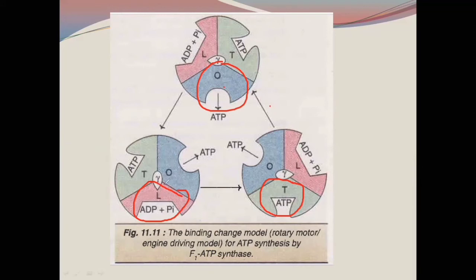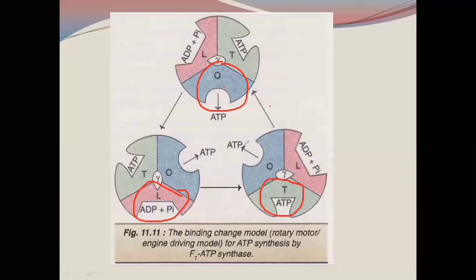As you can see, through one rotation there will be synthesis of three ATP. Like at one time, if this one is loose, another will be tight, and one ATP will be leaving, one ATP will be releasing. So one ATP, two ATP, and three ATP. Through one rotation of this gamma subunit, there is the release of three ATP, because of the structural conformation.